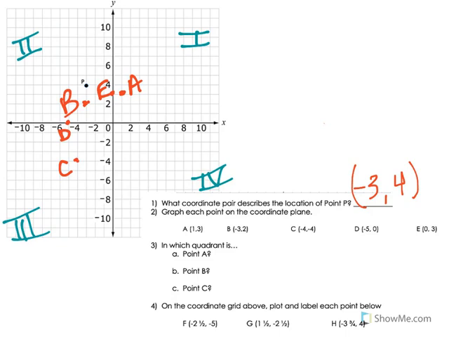So point A is right here. So that is in quadrant 1. Point B is right here. So that is quadrant 2. And then point C is right here. That is in quadrant 3.